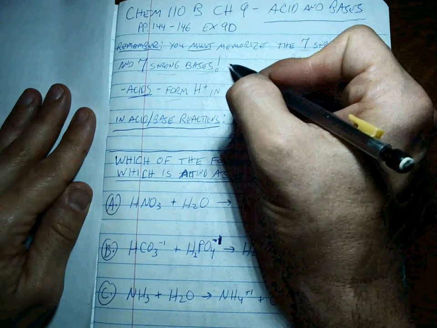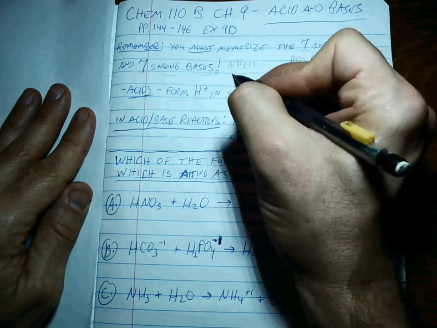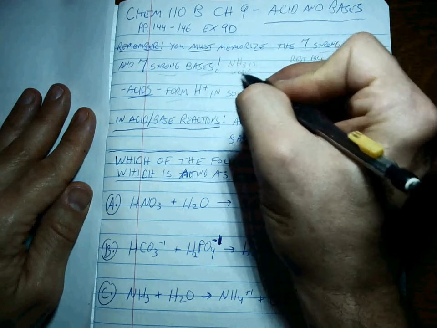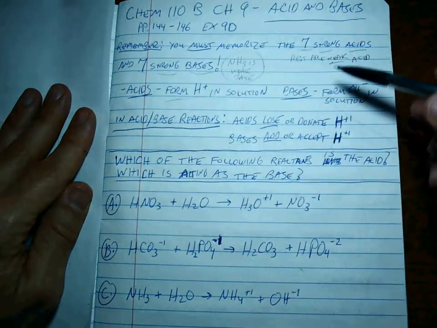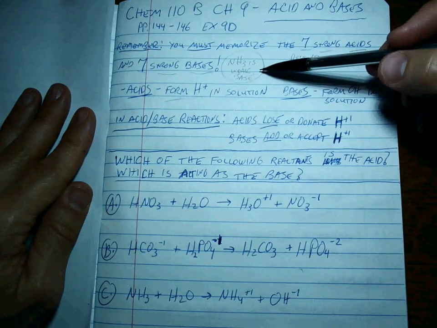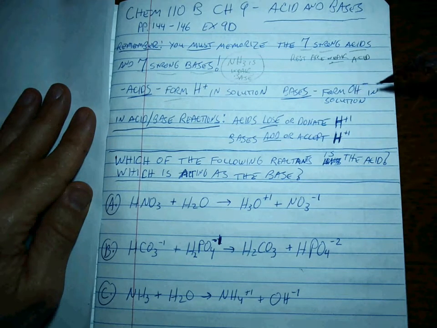And if you know the 7 strong bases, NH3 is the weak base that we will deal with in this class. That means you know what all the weak bases are. And remember, bases are things that form OH minus in solution.